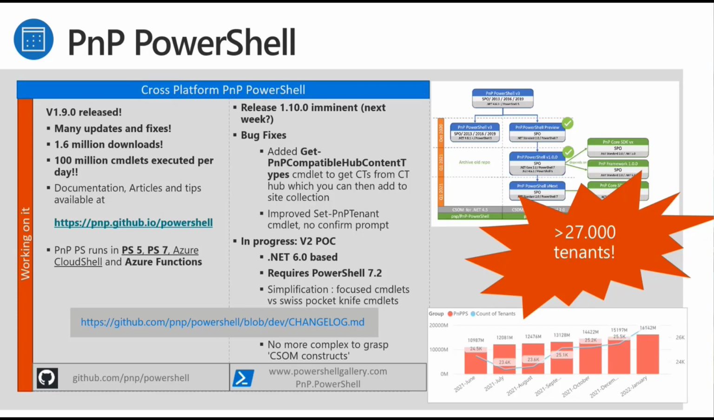One quite interesting commandlet that we added is Get-PnPCompatibleHubContentTypes. There is a content type hub, and in that content type hub you have certain content types that you have created. If you want to retrieve those content types from the hub, you can use this particular commandlet to get that list, and then you can publish them or even unpublish them and then use them in the destination site collections.